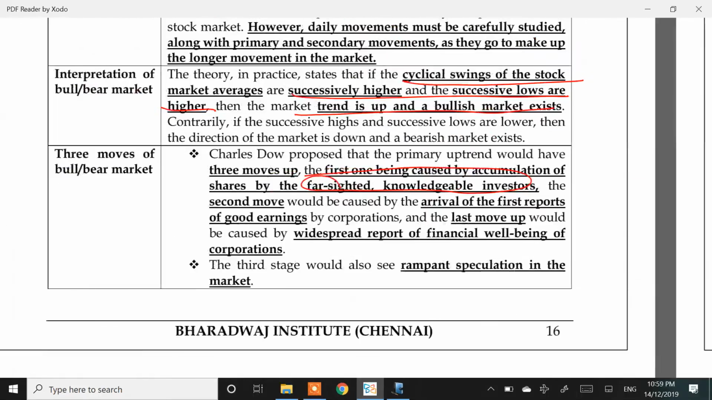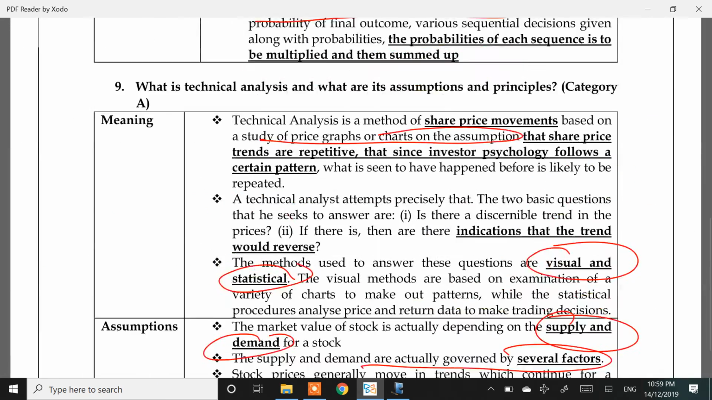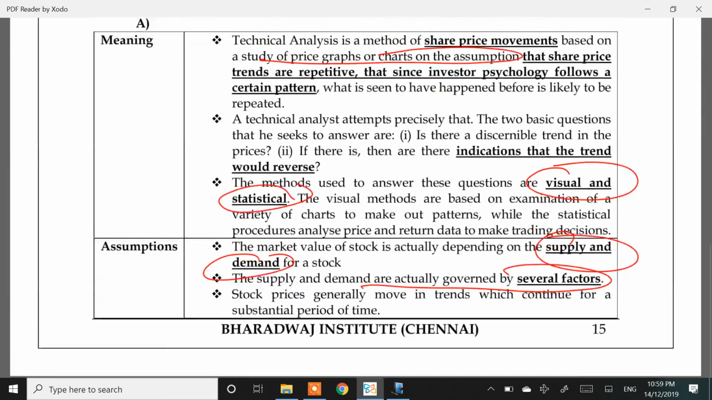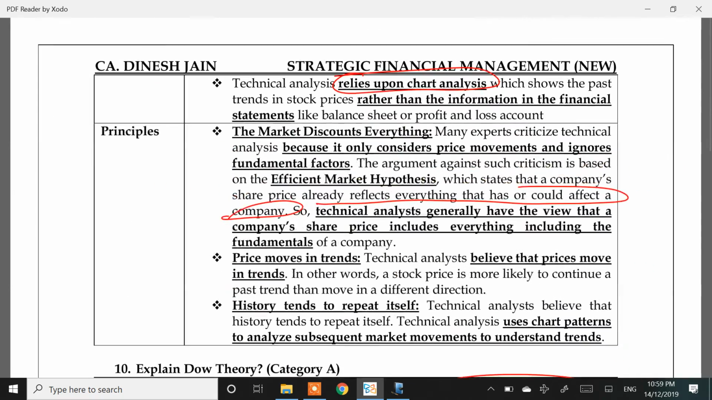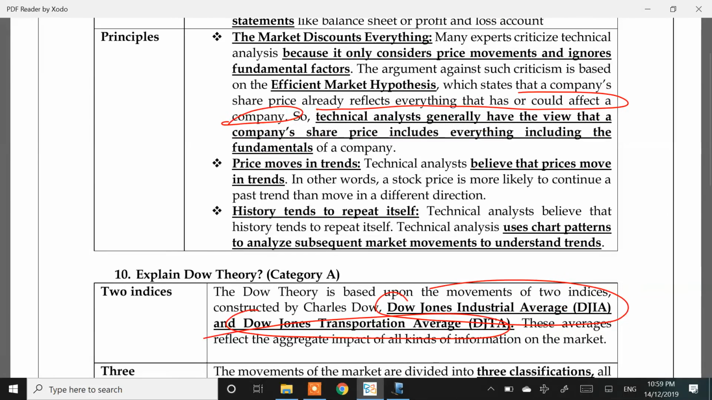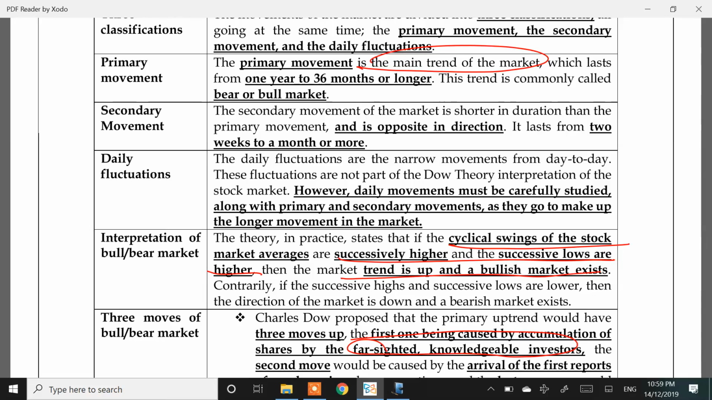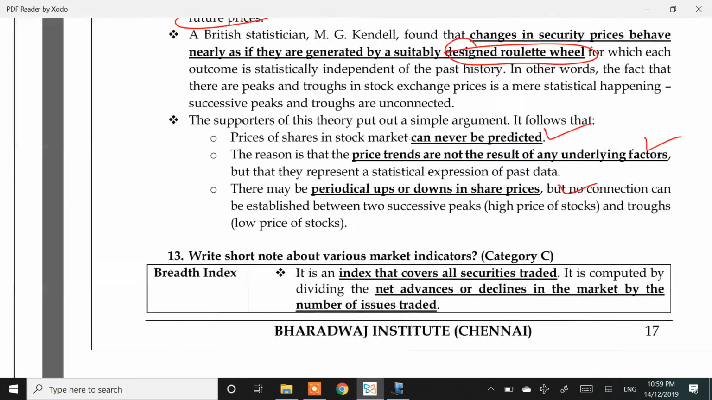As far as technical analysis is concerned, it basically works on the stock share price movements. Based on the share price movements, it tries to find a trend, and these trends are likely to be repeated in future. There are three important principles: the market discounts everything, price moves in trends, and history tends to repeat itself. We saw Dow theory, which talked about two indices, the Dow Jones Industrial Average and the Dow Jones Transportation Average, three classifications, primary, secondary and daily fluctuation. It interprets bull and bear markets by successive highs and successive lows, and there are three stages of a bull or bear market.